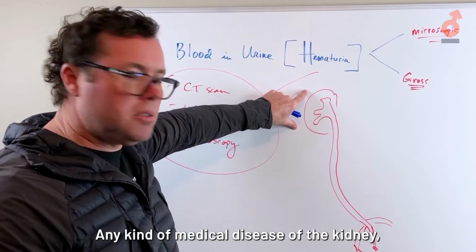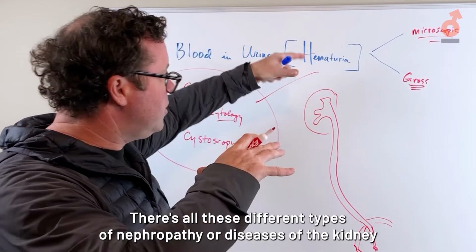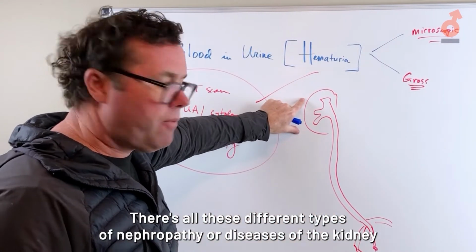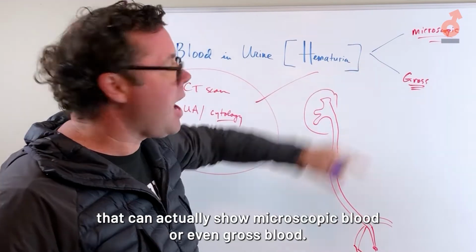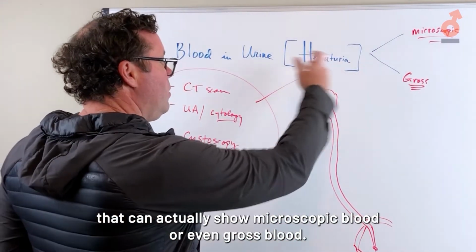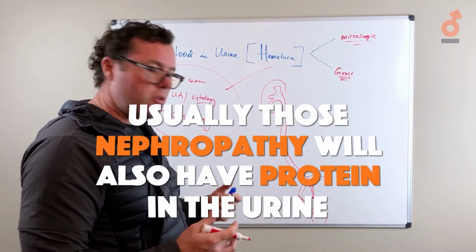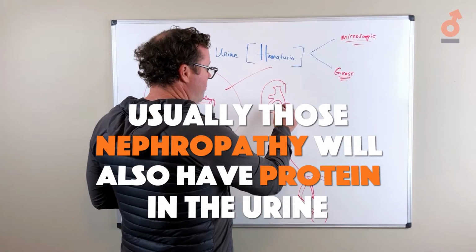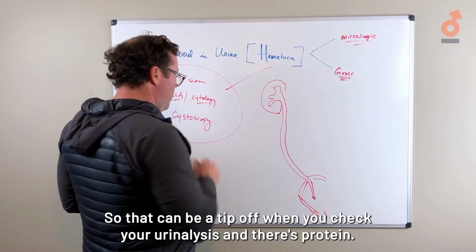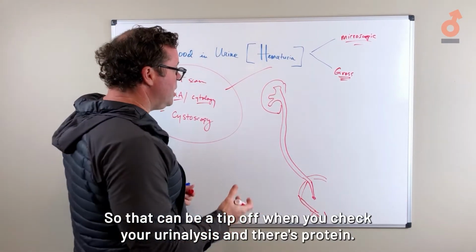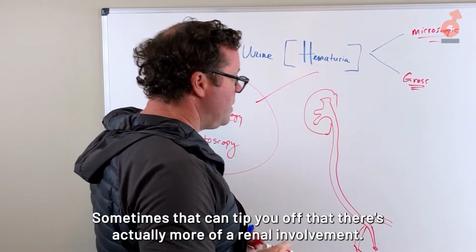Any kind of medical disease of the kidney, like nephritis, there's all these different types of nephropathies or diseases of the kidney that can actually show microscopic blood or even gross blood. So that's something to look at. Usually those nephropathies will also have protein in the urine. So that can be a tip-off when you check your urinalysis and there's protein. Sometimes that can tip you off that there's actually more of a renal involvement.